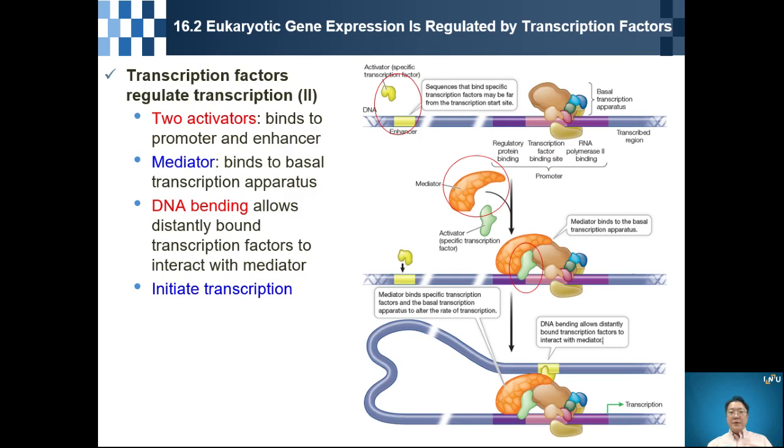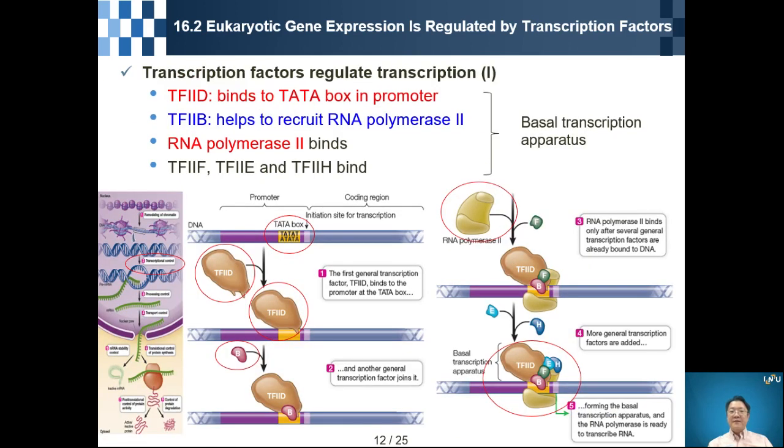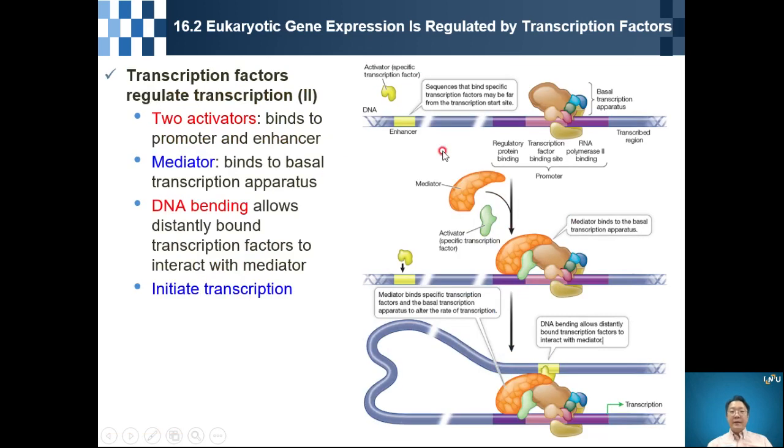Let me summarize it. There are several kinds of transcription factors, starting from transcription factor 2D, B, F, E, H. After that, two activators and the mediator, and DNA bending. This can regulate transcription, so it can initiate transcription.